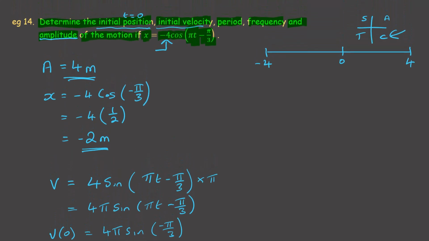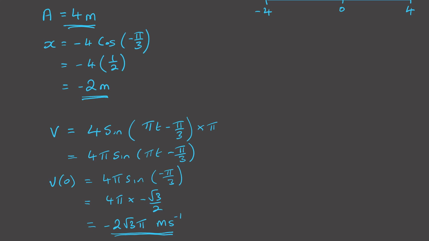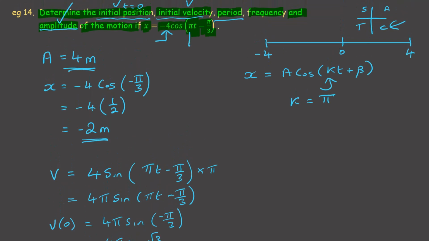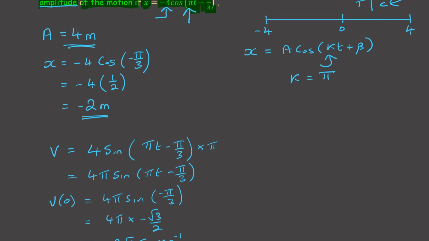So we've done the amplitude, we've done the initial position, we've done the initial velocity, we want the period. Now we know that this is given to us in the form x is equal to a cos(kt + beta), and so the k here is equal to pi, just by looking at our formula. And we know that the period is 2 pi divided by k, so in this case that's going to be 2 pi divided by pi, which is 2. I'm just going to say that's seconds.